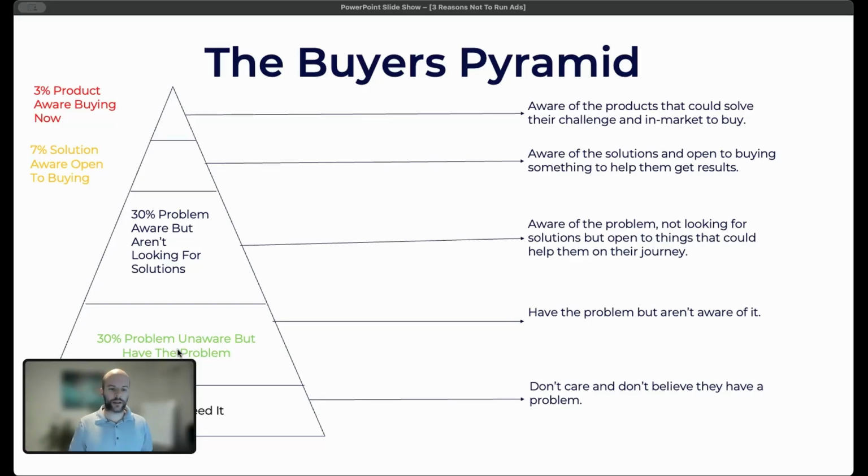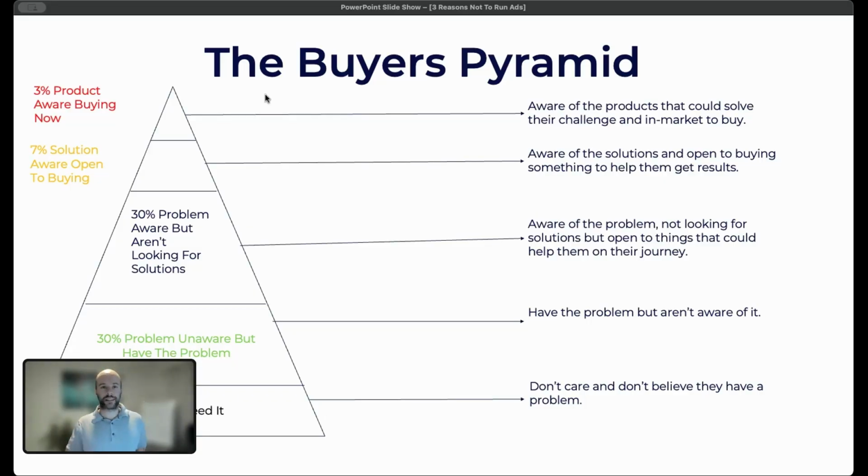Then there's 30% that are unaware of the problem but do have the problem. So if we just continue with the shoes example, their shoes do need replacing. Maybe they're not great for their foot strength, their ankle mobility, their proprioceptors, whatever. But they don't know that those shoes aren't great for them. So we would need to then create the awareness that those shoes are bad for them and that they need to change, ideally, to our shoes if we were selling shoes. And then there's 30% that just don't care.